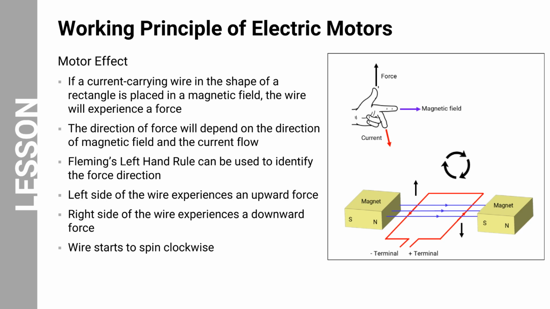In the configuration shown in the image, the left side of the wire experiences an upward force, while the right side of the wire experiences a downward force. As a result, the wire starts to spin clockwise. This motor effect is the foundation for the operation of electric motors, where the interaction between the magnetic fields of the stator and the rotor, along with the current flowing through the rotor windings, creates a torque that causes the rotor to rotate.